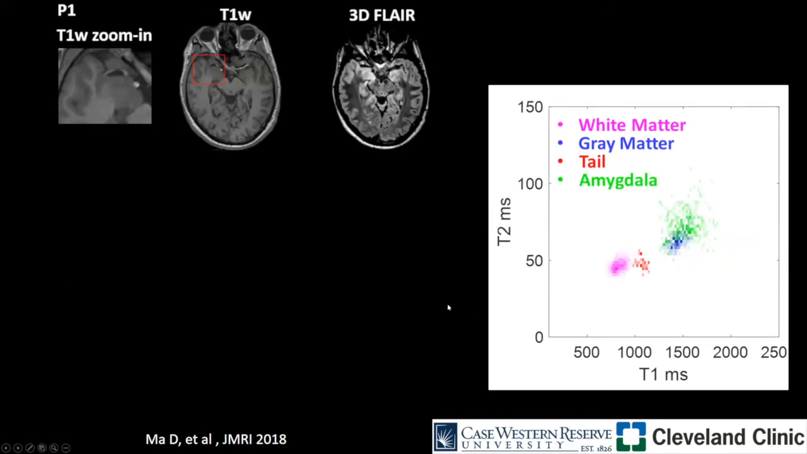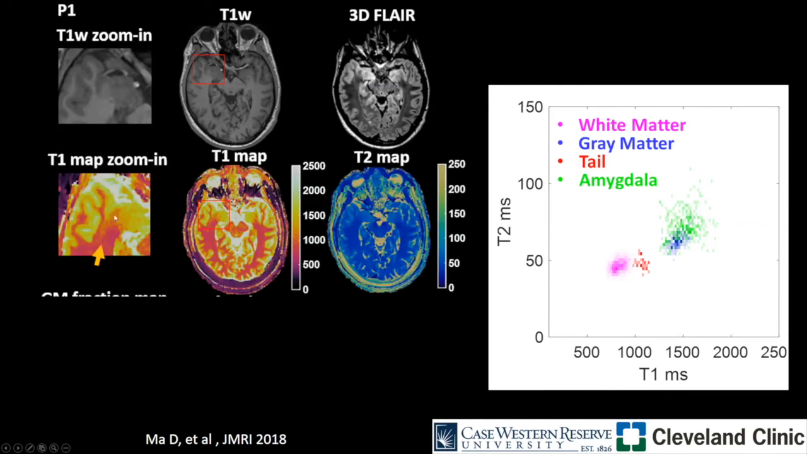This is another example of the epilepsy patient who has right temporal epilepsy. This patient has enlarged amygdala. While in the T1 map of this patient, we start to see this pretty subtle tail extending from gray matter to white matter. This is also a new finding that is not identifiable from the weighted images.